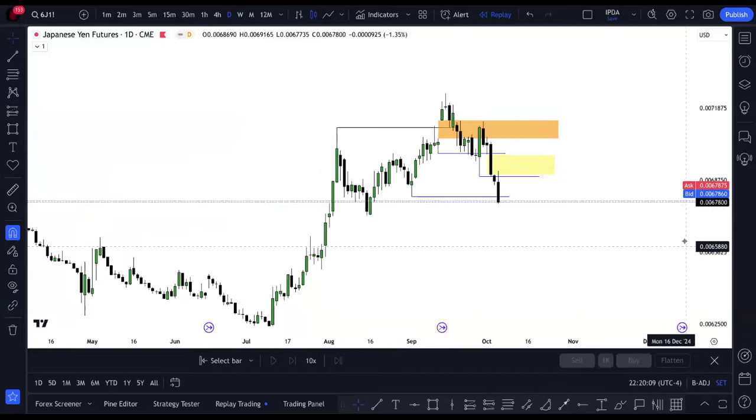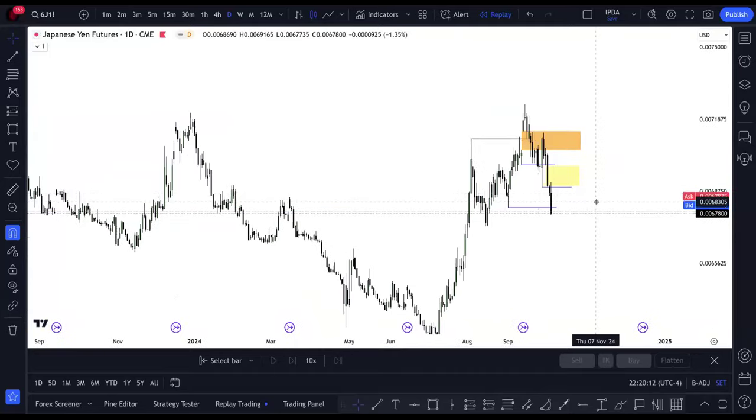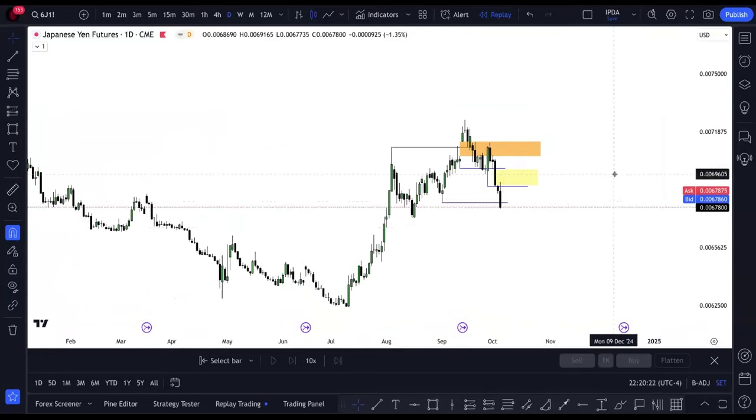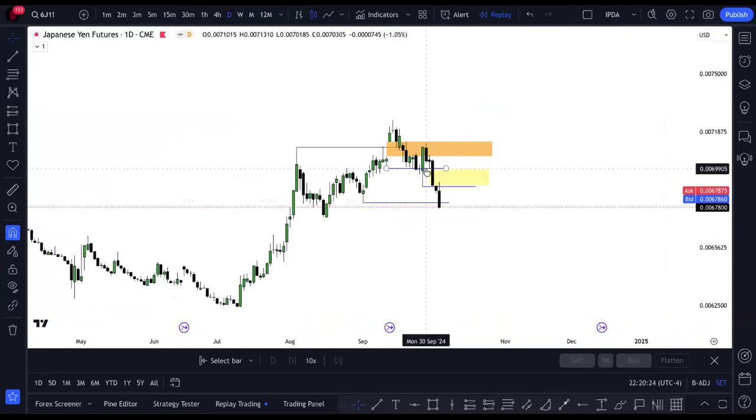Uh-oh. Interventions are coming probably, unless they don't have the money to do it anymore. I don't know. Who knows? We'll see. But yeah, they're breaking this thing down, man. They're literally breaking this thing down.